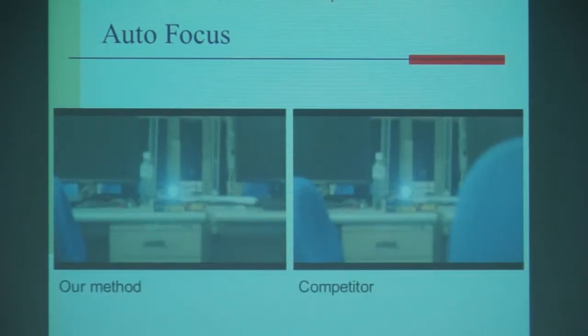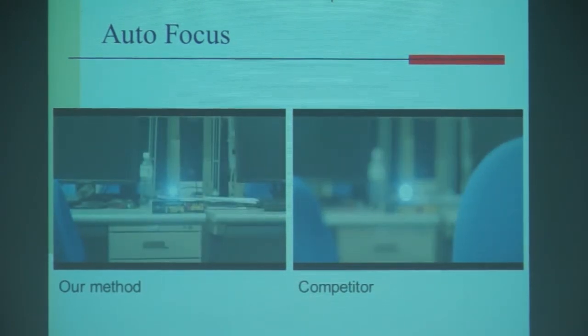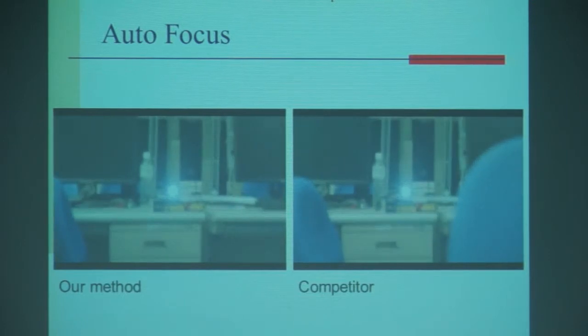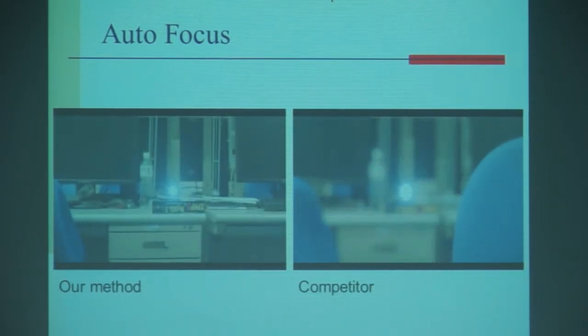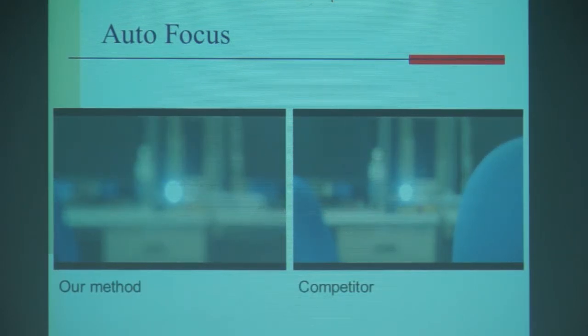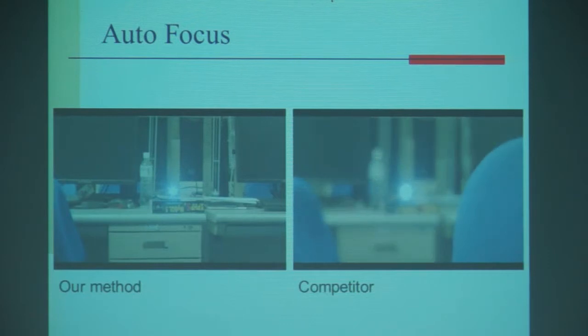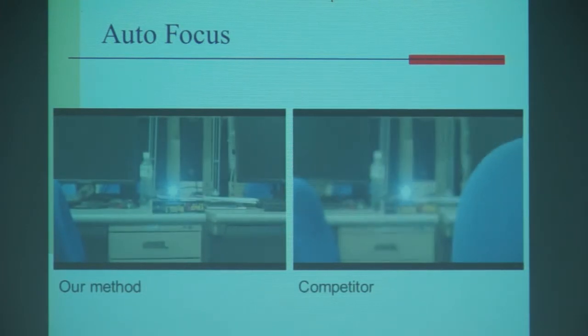And then this is another thing, called the blooming effect. If you point your camera at a light source, then it's very difficult to do autofocus. On the right is the original method of the camera, and on the left is the result of our technique.